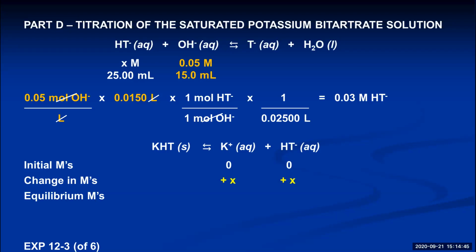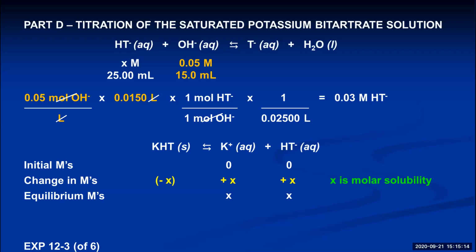When the reaction proceeds in the forward direction, we'll form X molar of potassium ions and X molar of bitartrate ions, and then at equilibrium, we'll have X molar of each of those. Now, the X value that we would secretly write under KHT solid would be minus X. That stands for the molar solubility. And we actually know what the molar solubility is because earlier in part D from the titration, we calculated it. The molar solubility was 0.03 molar.